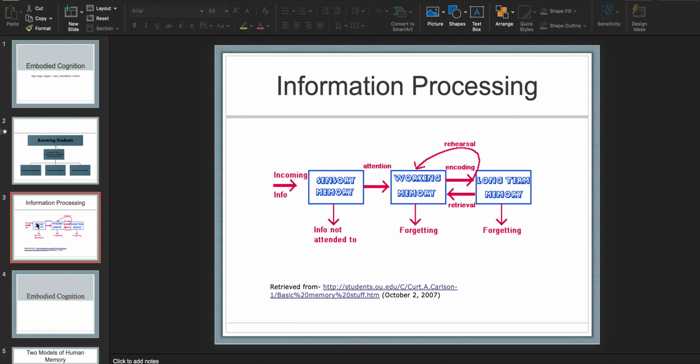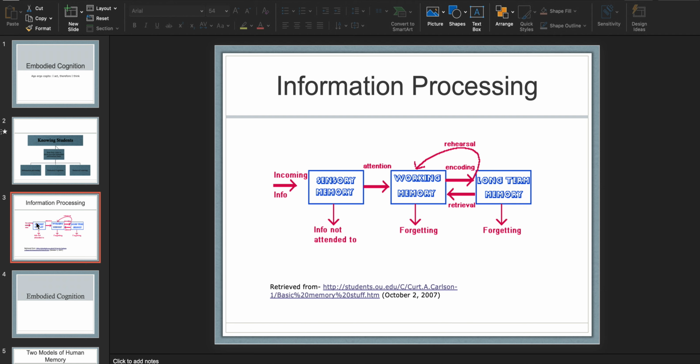And so the information processing theory, this is a very, very typical depiction of it. It presents a linear model of information coming from an external source, going internally to be processed by different mechanisms of the memory system. And as I said, this is based on a computer analogy for how memory works. And it can be a very useful model for thinking about teaching practices.